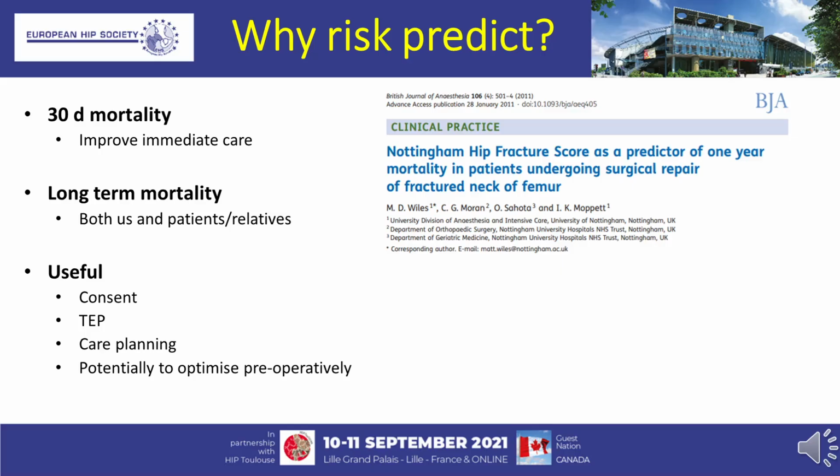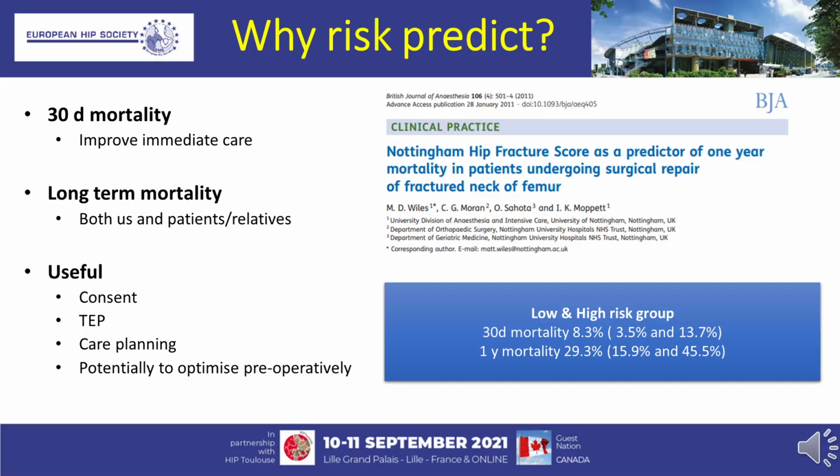By using this, you can divide the patients into two groups, low risk and high risk. Low risk patients have a predicted mortality of 3.5% at 30 days and 13.7% at 1 year, and high risk patients have 15.9% and 45.5% at similar time scale.